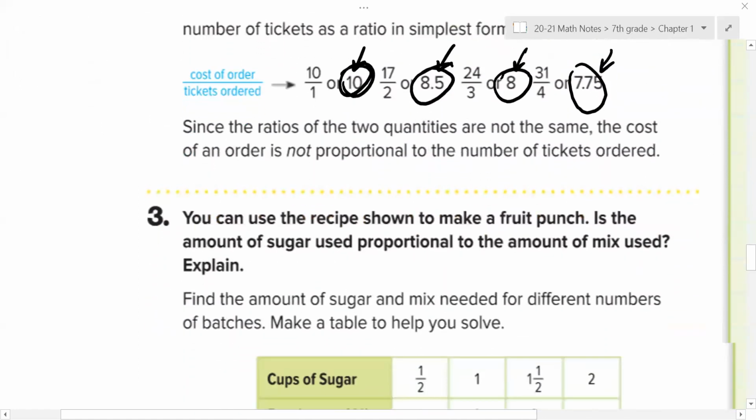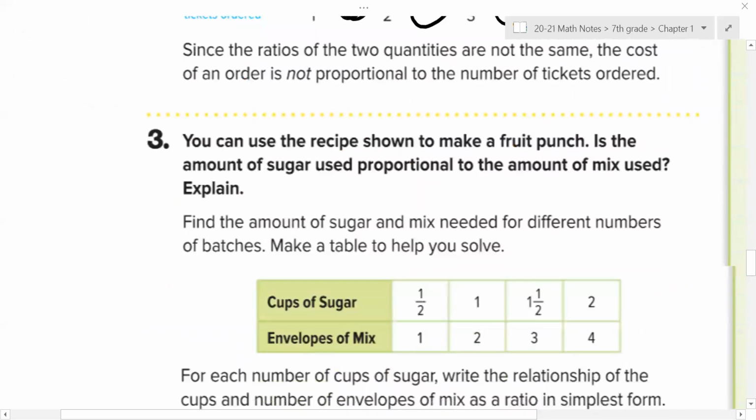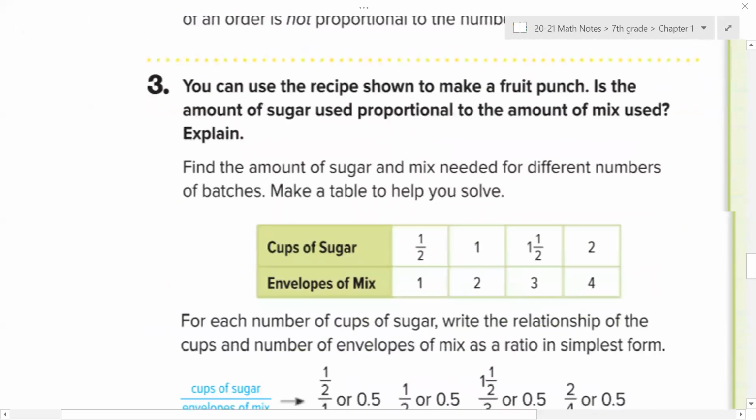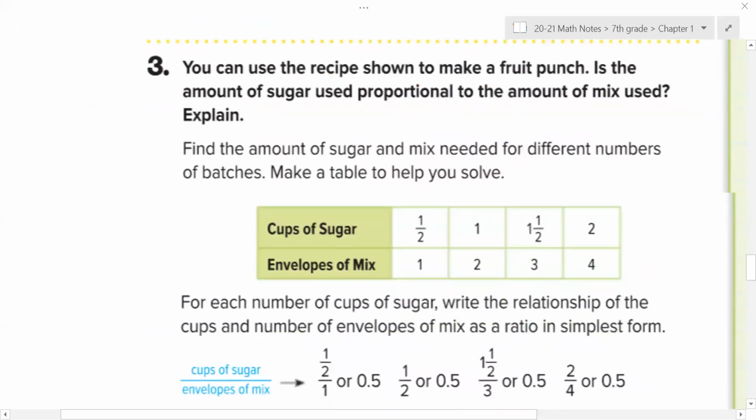You can use the recipe shown to make a fruit punch. Is the amount of sugar used proportional to the amount of mix used? Find the amount of sugar and mix needed for different numbers of batches. Make a table to help you with your solve. Right away, hopefully you guys, when you have your homework, there's only one word problem on the homework, but hopefully right away when you read the word problems, you'll recognize that yes, this will be proportionate because there's no initial fee there. There's nothing that is sitting there already. There's nothing that's going to be added on only once.